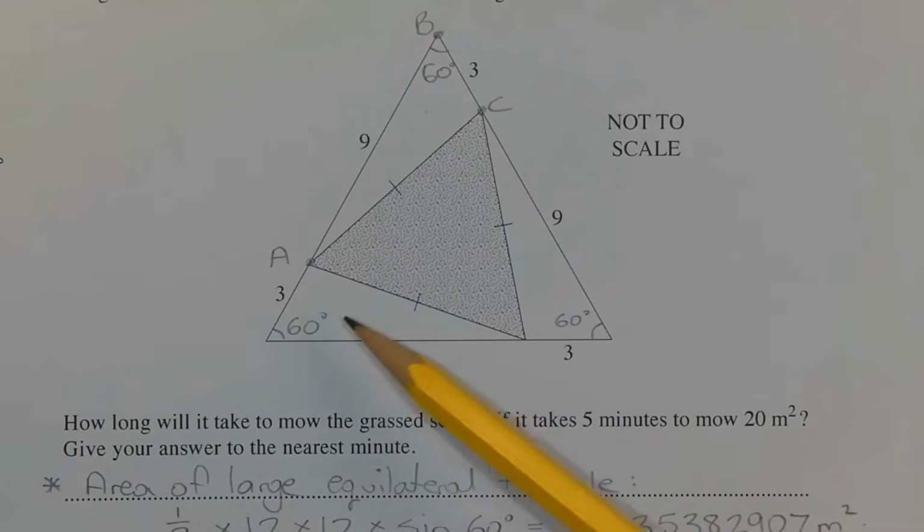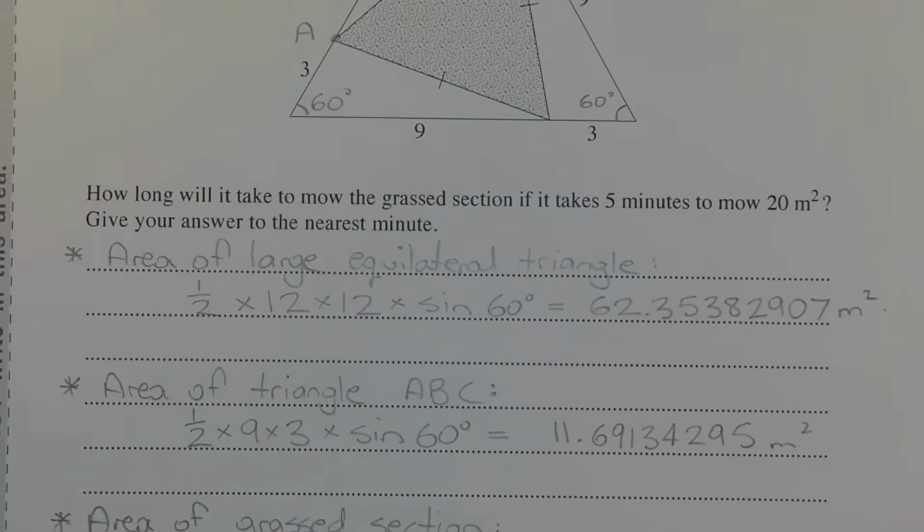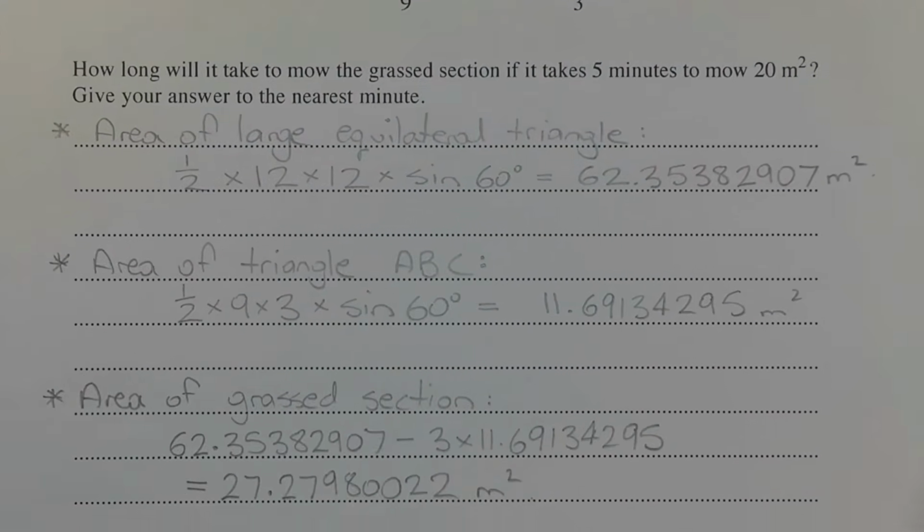Now, these three triangles are identical in area. So to find the area of the grassed section, we take away from the large equilateral triangle 3 times the small ungrassed triangular areas. So the area of the grass section is 62.35382907 minus 3 times 11.69134295, which equals 27.27980022 square meters.